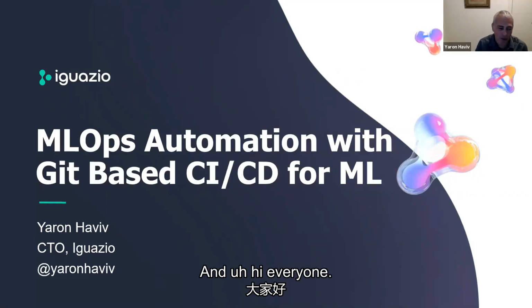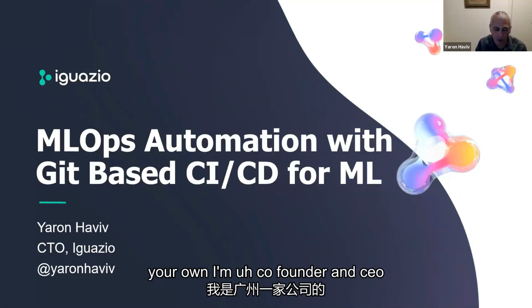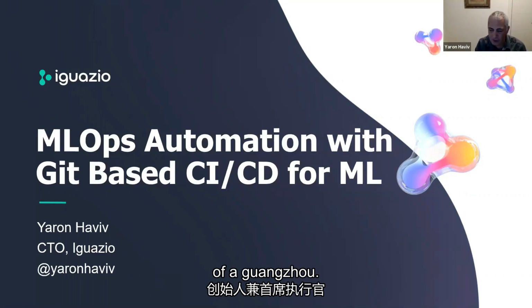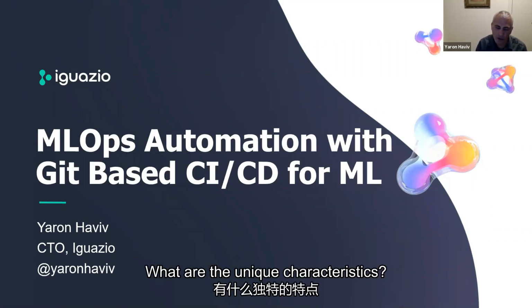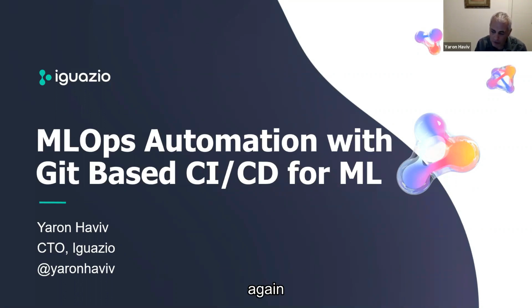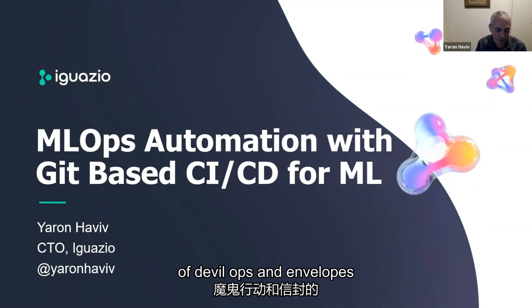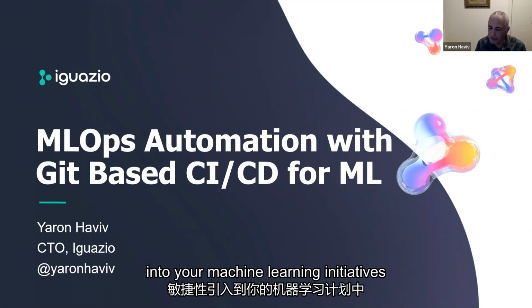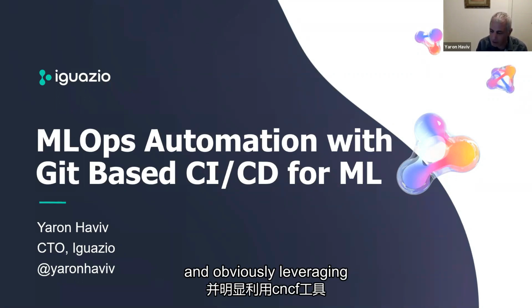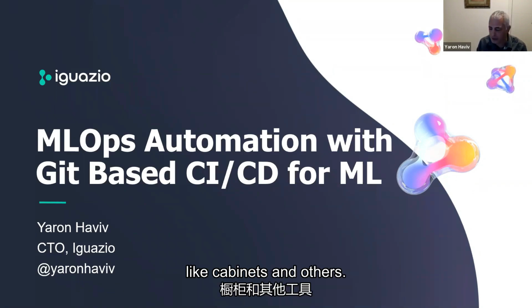And hi, everyone. I'm Yaron, the co-founder and CTO of Iguazio. Iguazio is a very early member of CNCF, and we've been active in a variety of areas. What we're going to speak about today is CI/CD and DevOps for machine learning. What are the unique characteristics, and what can you do to bring the agility of DevOps and MLOps into your machine learning initiatives, obviously leveraging CNCF tools like Kubernetes and others.